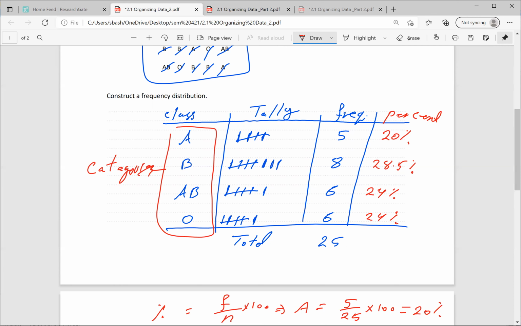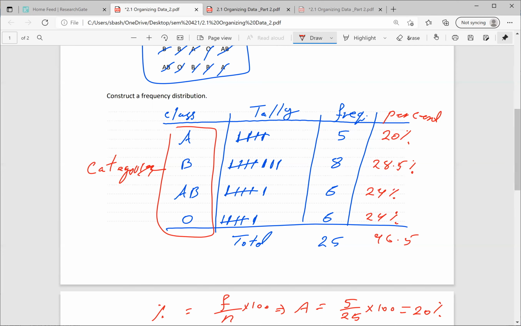We can add all of these. We must have, or almost, 24 plus 24 plus 28.5 plus 20. I got here 96.5. Should be almost 100. Maybe I made a mistake in this one. Let's just try it again.